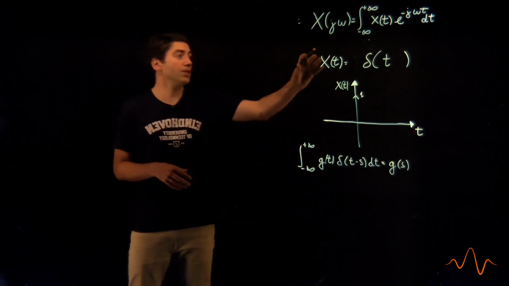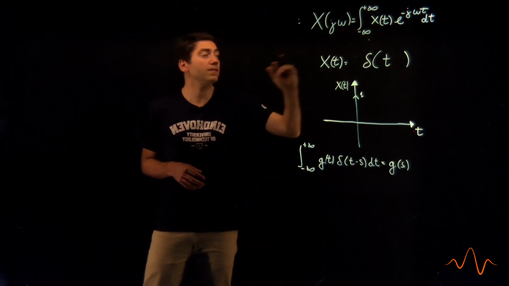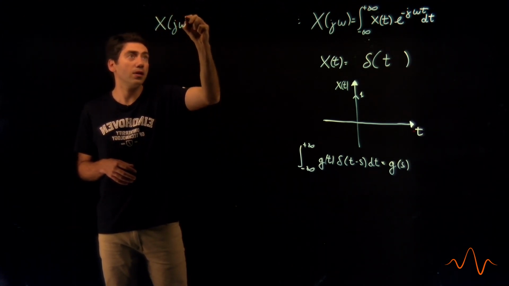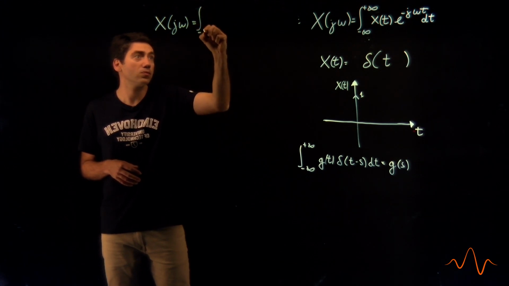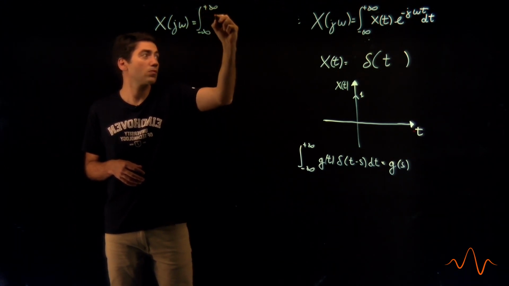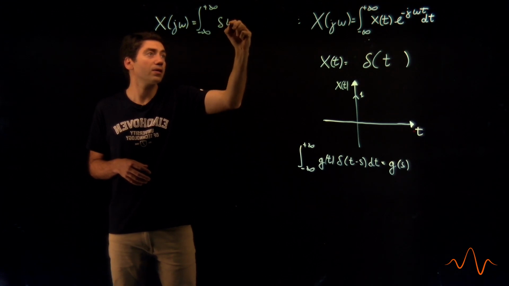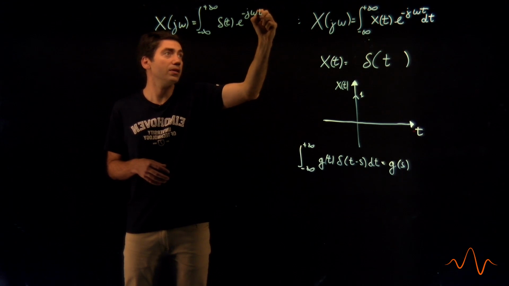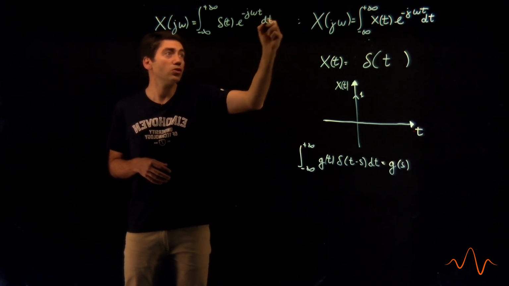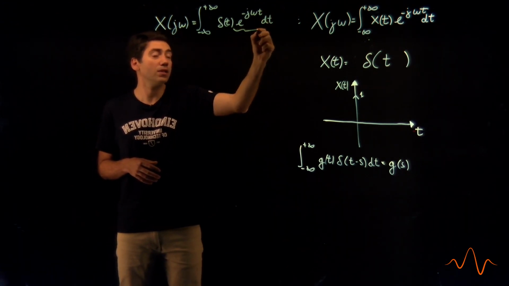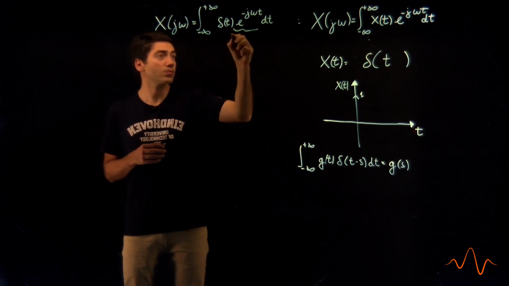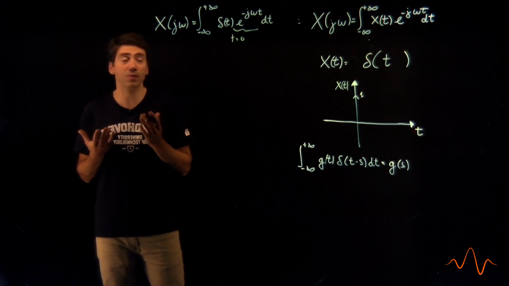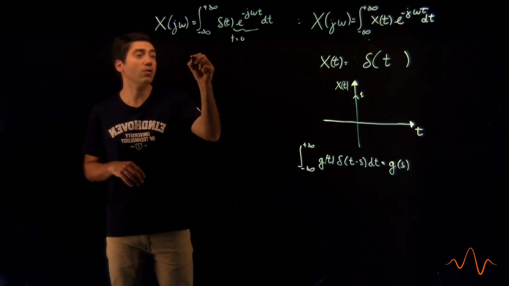Now, if we use this property and replace x of t by delta of t, we get the Fourier transform is equal to this integral of the Dirac times e to the power of minus j omega t dt. So basically we have to evaluate this function here when t equals 0. If we replace t by 0, we get simply the exponential of 0, which is 1. So we simply get 1.